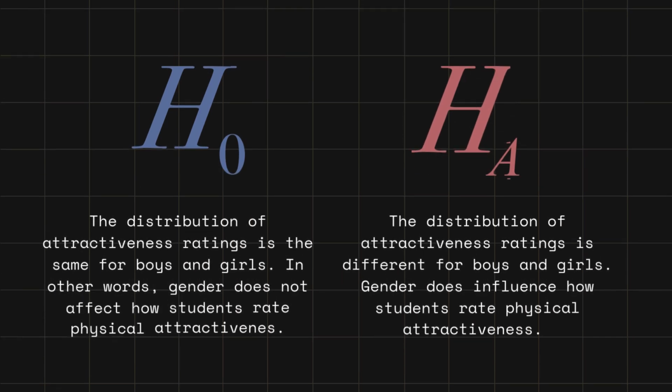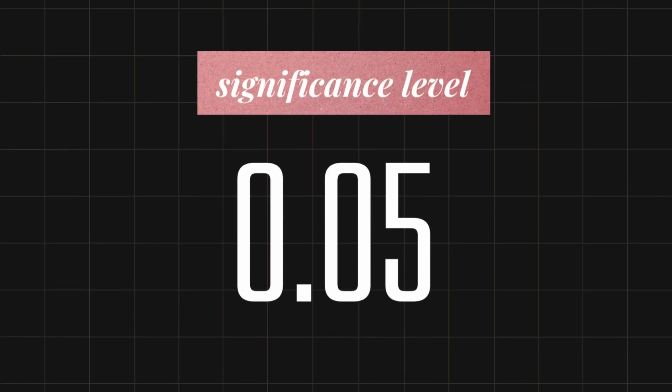Our null hypothesis is that the distribution of attractiveness ratings is the same for boys and girls. In other words, gender does not affect how students rate physical attractiveness, using a significance level of 0.05. Our alternative hypothesis is that the distribution of attractiveness ratings is different for boys and girls, and that gender does influence how students rate physical attractiveness. This is a chi-square test for homogeneity, not independence, because we are comparing 2 known groups, boys and girls, and 1 categorical variable, their attractiveness rating.